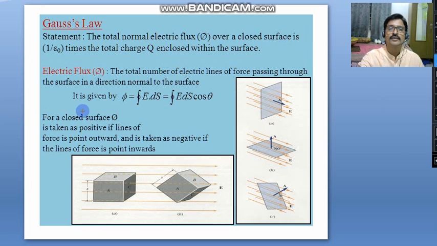Now we will take the sign convention for the flux. Whenever the lines of force point towards a surface, the flux is taken as negative. Whenever the electric lines of force are outward from the surface, the flux is taken as positive. This is the sign convention whenever we use flux for the entire surface.